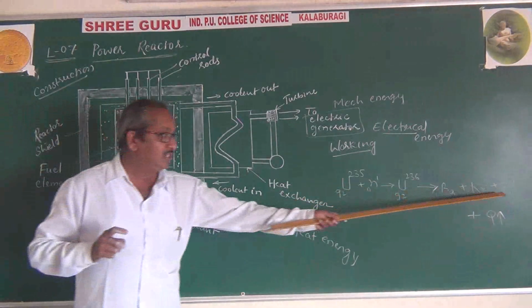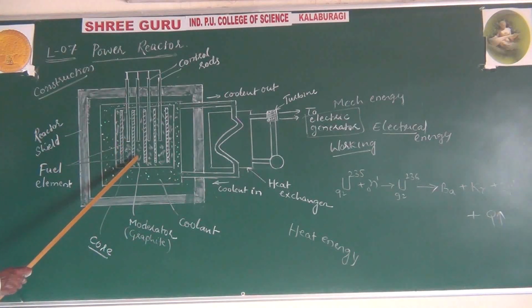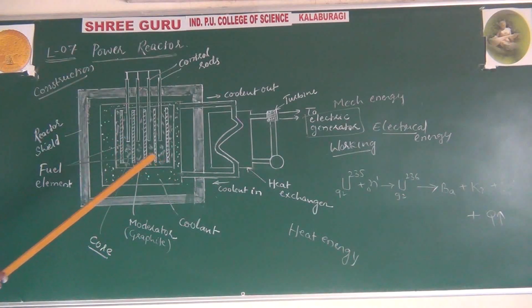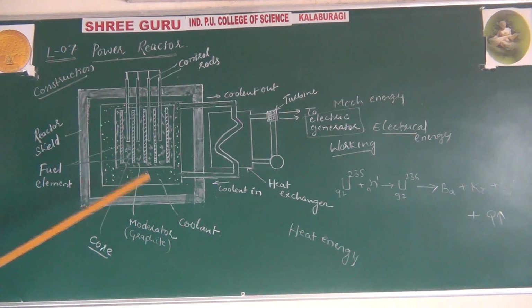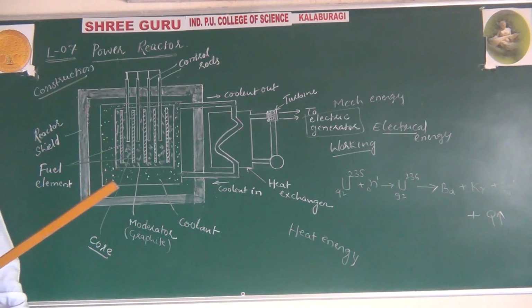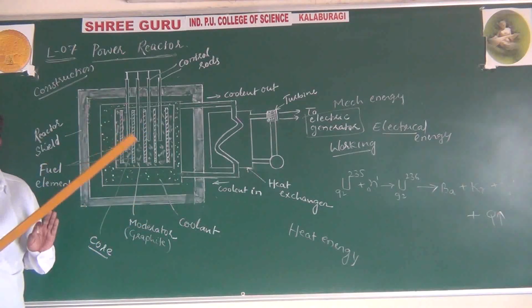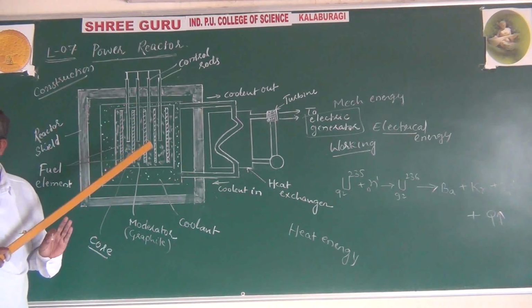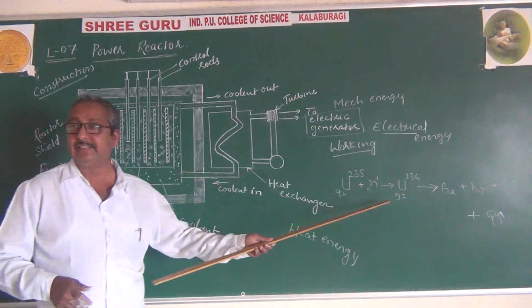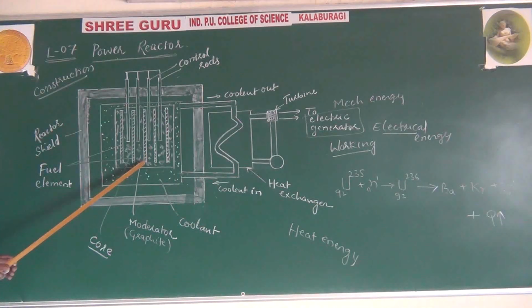And further, these 3 neutrons are slowed down with the help of the moderator, converting into thermal neutrons. Those thermal neutrons are again bombarded with other atoms of uranium. Again the reaction takes place like this. So continuously the nuclear fission reaction takes place due to chain reaction.